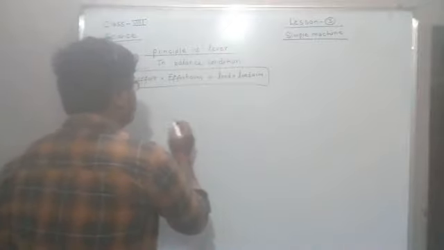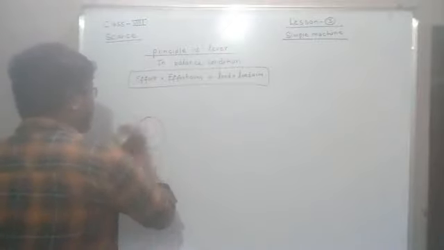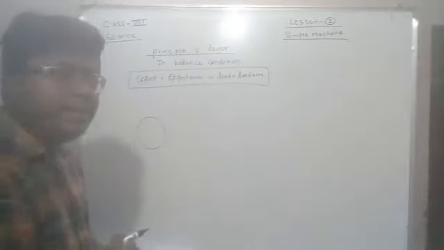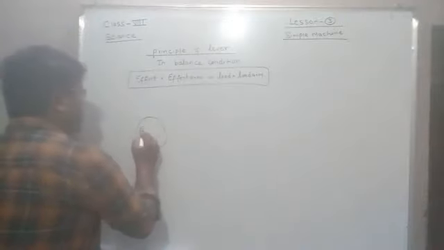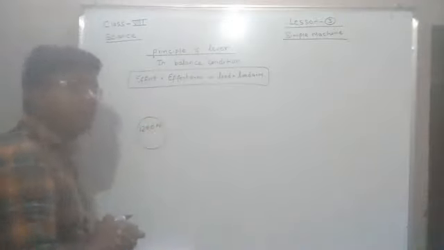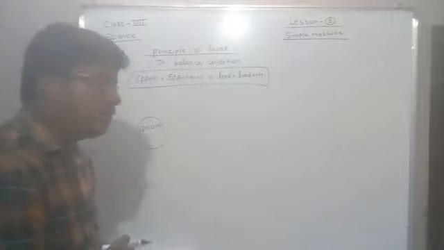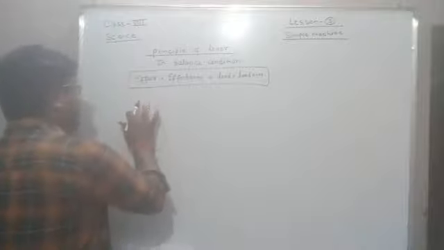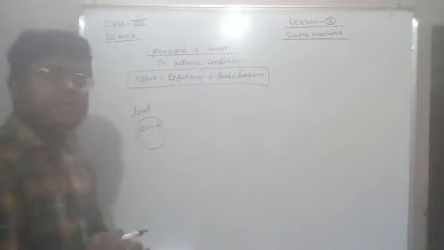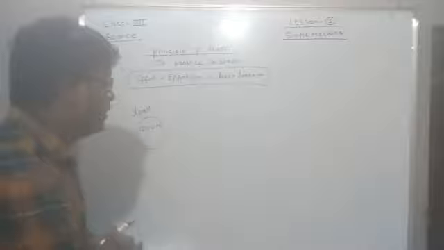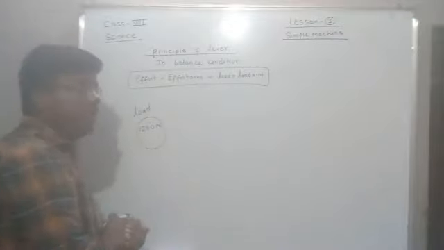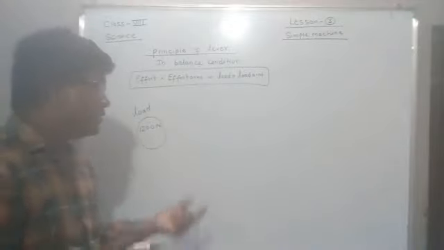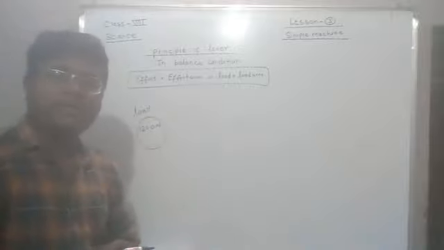Let me give you one example. Suppose there is a stone whose weight is 1200 Newton. The weight is taken as load, so this is your load, 1200 Newton, and we are going to lift it with the help of a lever.